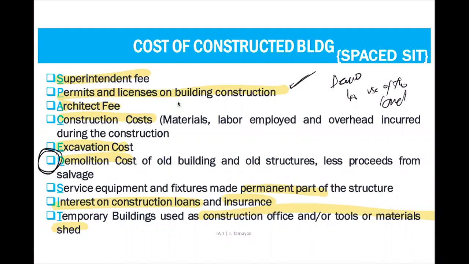Okay, so ano lang yung talagang maninibago kayo dito sa cost of constructed building. Okay yung superintendent, okay yung architect, okay halos lahat, except demolition cost. Ano yung titignan natin sa demolition cost? Kailangan it is for the purpose of the new building. Because if it's not for the purpose of the new building, we do not include it. What cost should we include? The demolition cost, net ulit yan, net, because we need to deduct the proceeds.